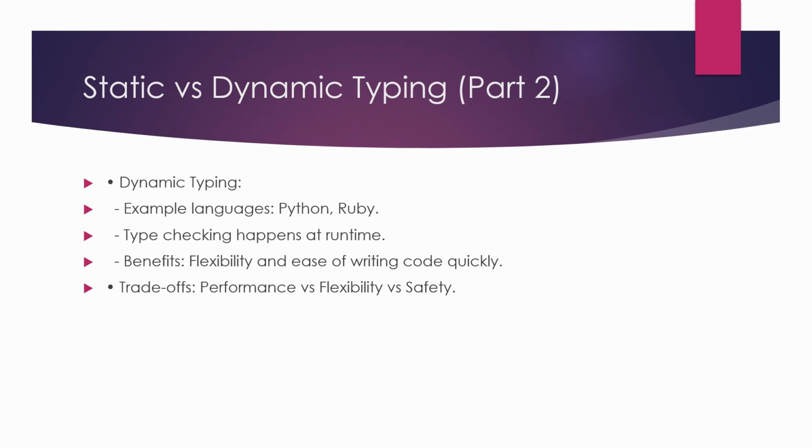Dynamic typing, as seen in languages like Python and Ruby, allows variables to change types at runtime. This adds flexibility and can make development faster, but it also introduces the possibility of runtime errors if types aren't handled properly.